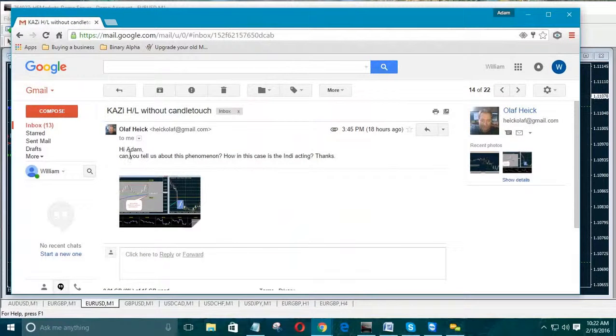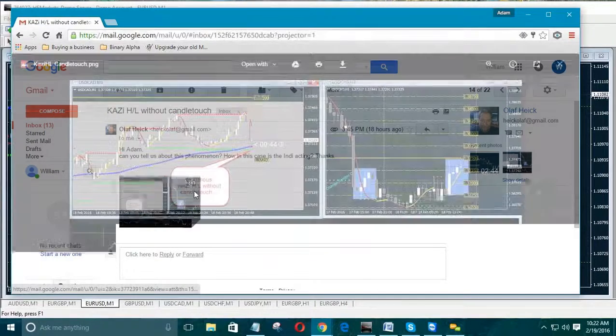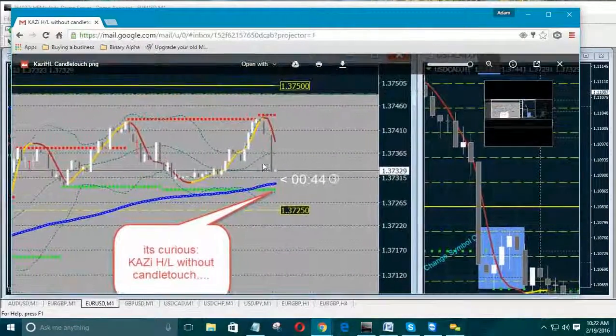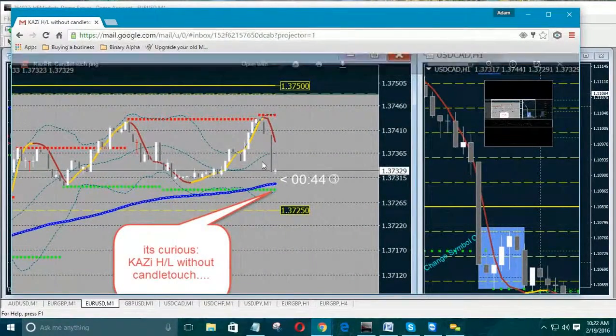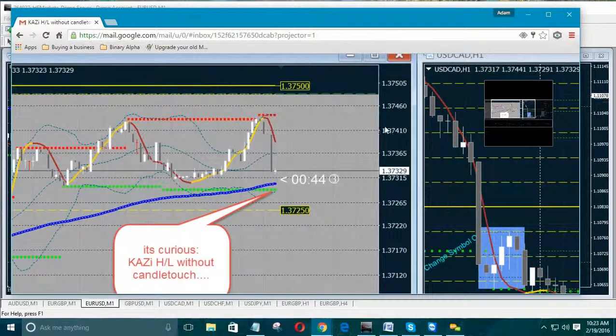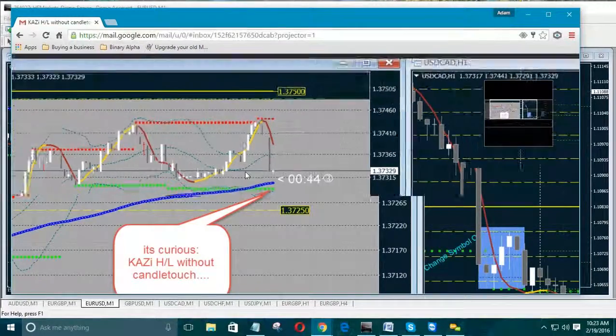Okay, Olaf says, can you tell us about this phenomenon? How, in this case, is the indicator acting? Thanks. Let's see here. Kazi high-low without the candle touch. No, this is just a level cut. This is just a scenario where the market is kind of ranging, is what we call it. The market is in this range. It's in between these two price positions, and until the market breaks out one way or another of this range, there's probably not going to be any good flag candles there. That's just all it means here. Okay.